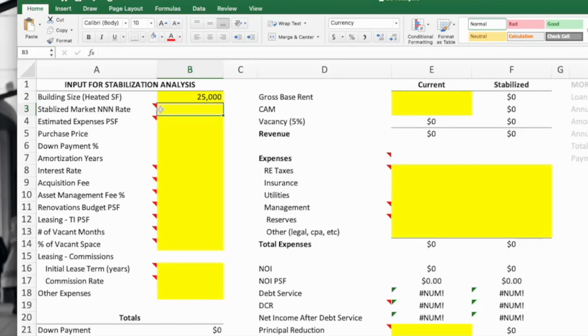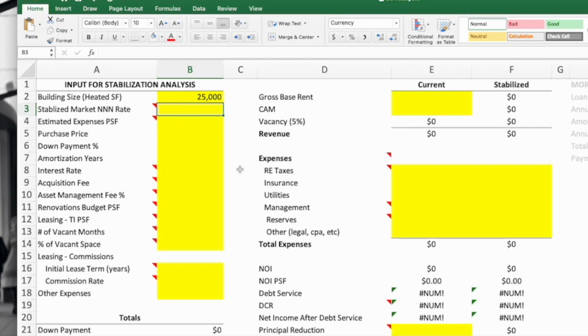The stabilized market triple net rate is the rate where, let's just say you've got an average building. Average meaning average. If that area has buildings all built in the 1990s, then the building that you're working with should also be a 1990s building when you're looking at the average stabilized market triple net rate. If all the buildings are from 1990 and you plan on putting up a brand new building built in 2024, 2025, your rate is going to be different than those buildings from 1990. So just understand what you're working with here.